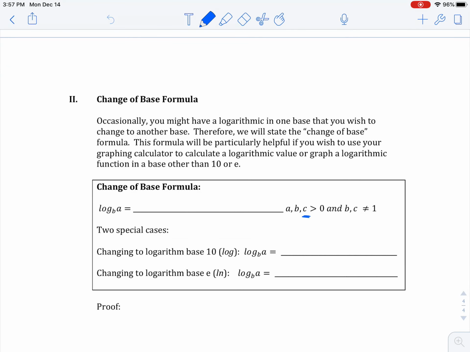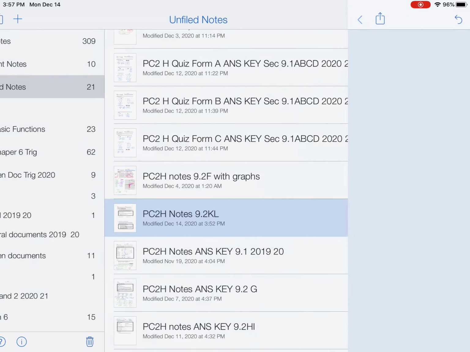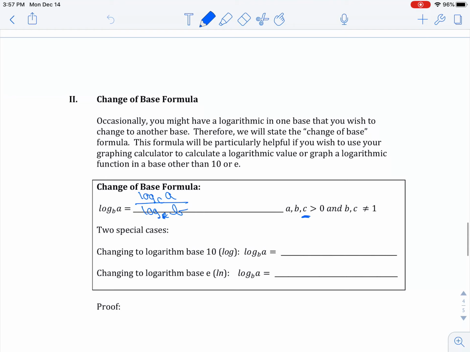Which is going to be c. So we're going to do the log base c of a divided by the log base c of b. Notice that the c that you have here is your chosen base, the a that's here comes from here, and the b that's on the bottom comes from the base that's here.